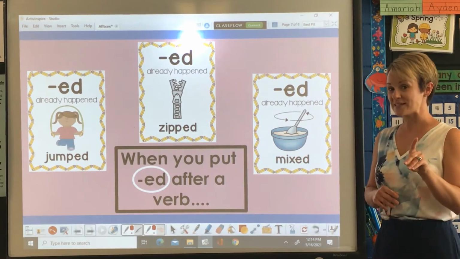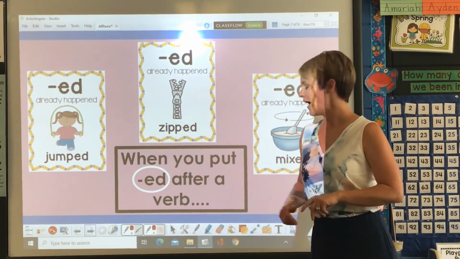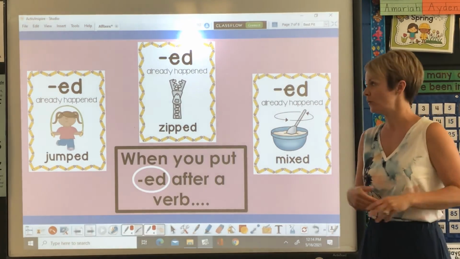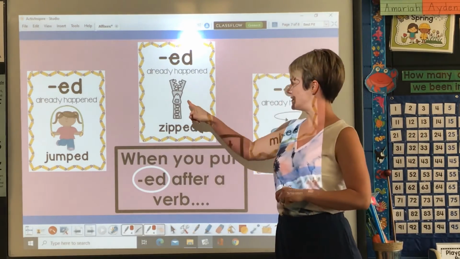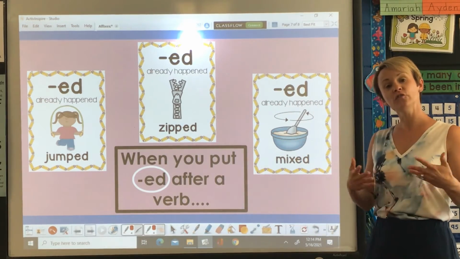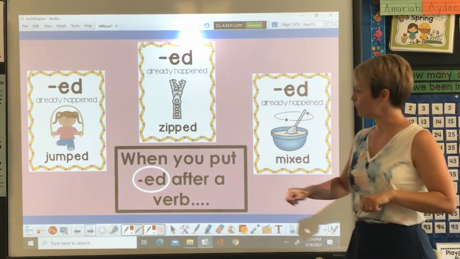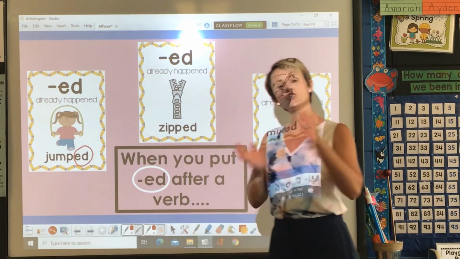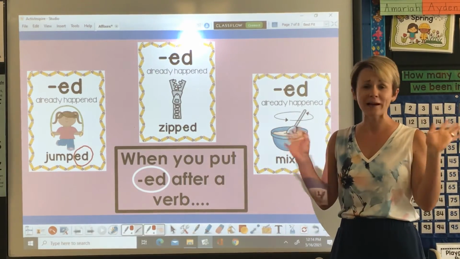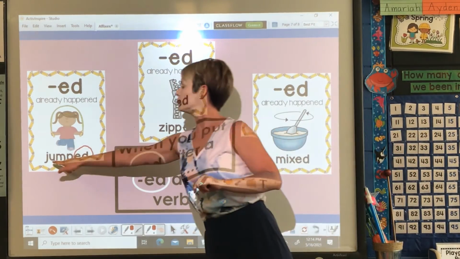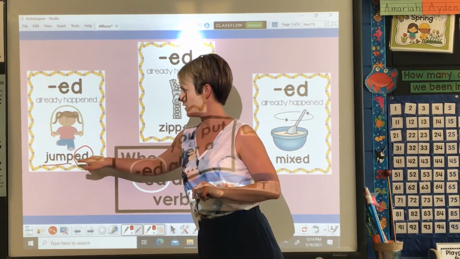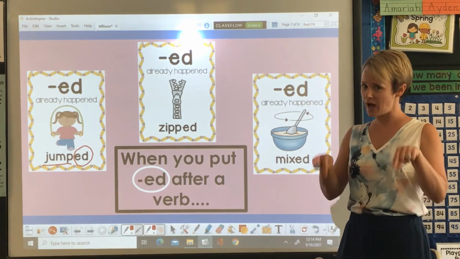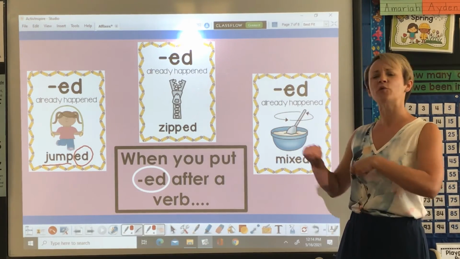You can use this suffix, ed, after a verb, an action word, something that you do. You can jump, zip, and mix. Those are verbs. But if you add the ed suffix, it changes the meaning to mean, I already did it. She already jumped. Jumped means it already happened. It's not happening right now. She already did it.